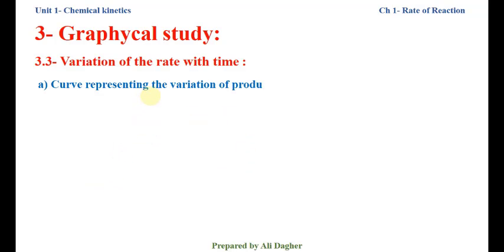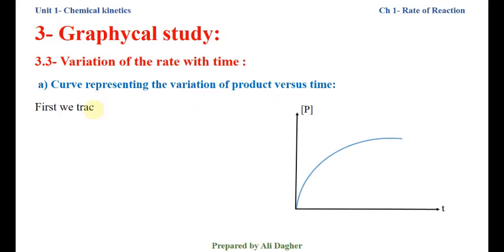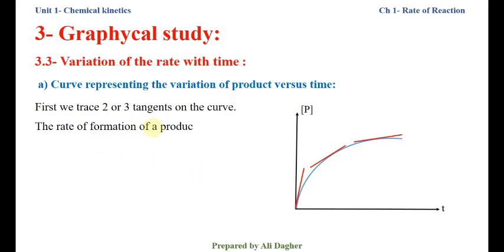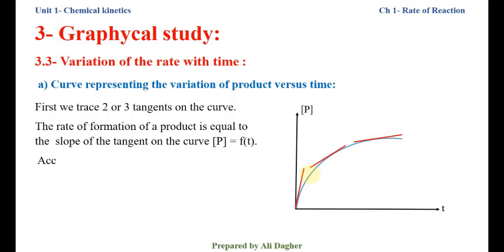First, the case of the curve representing the variation of product versus time. This is the curve. We trace 2 or 3 tangents on the curve: the first tangent at the beginning, in the middle, and near the end of the curve. The rate of formation of a product, by definition, graphically is equal to the slope of the tangent on the curve [product] = f(t). The rate at each point is the slope of the tangent at that point.